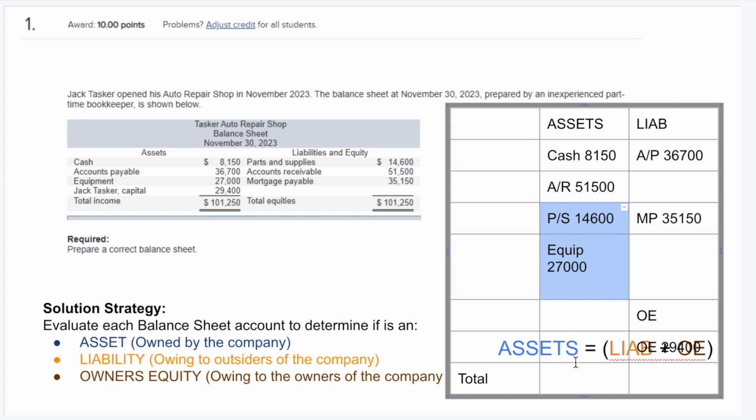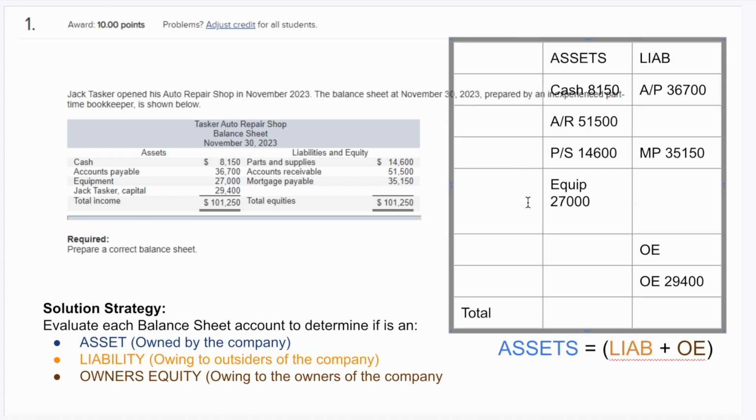For a total, if we added those together, let me clean this up, let me move this up a little bit. If we totaled all of those up, we would come up to 101,250. That's the total of all these numbers. Now, how do we know we've got it done right? Well, one of the things that we need to be able to do is to say, do assets equal liabilities plus owner's equity? So we can go in and add up 36,700, 35,150. That's our total liabilities. Add that to our total owner's equity, 29,400, and we add that up, and it comes to 101,250.